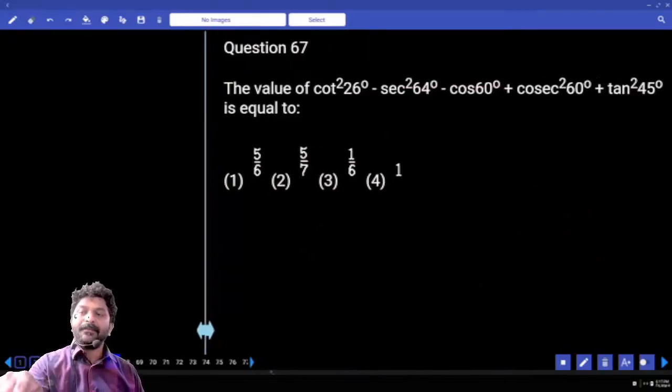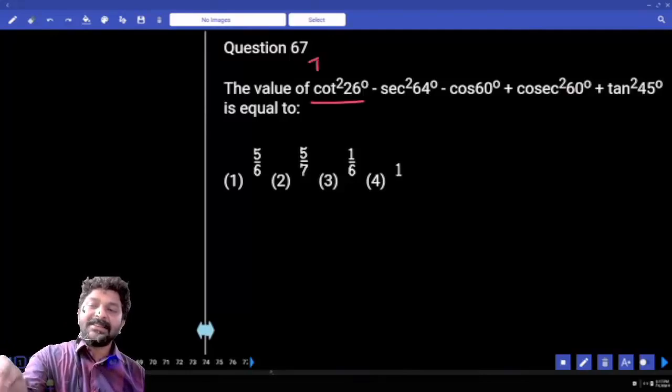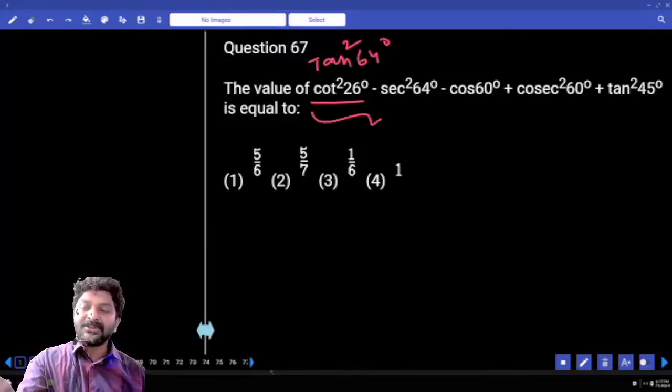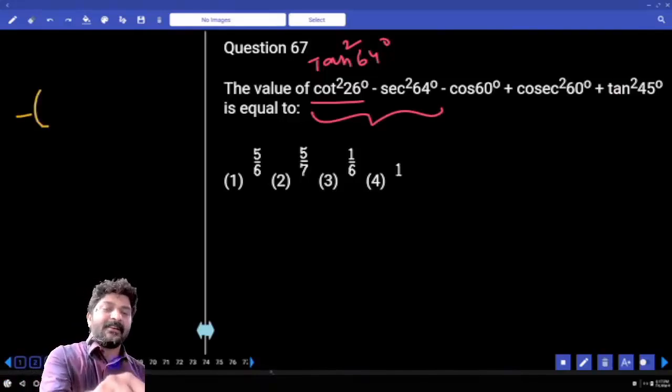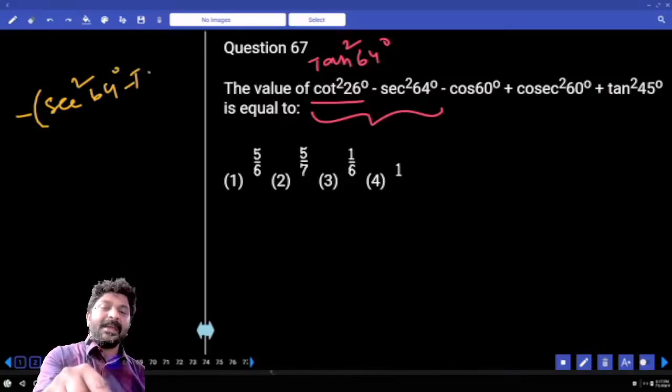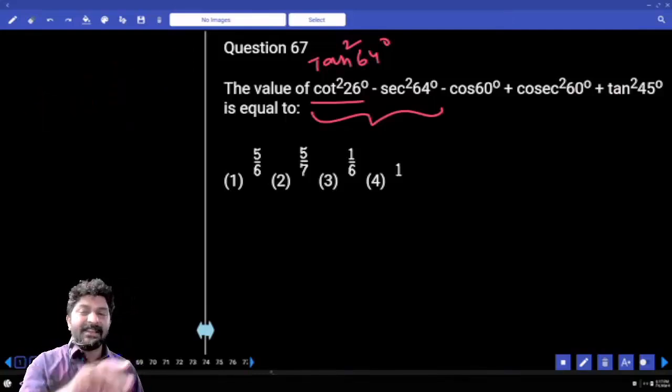Right. So now cot square 26 degrees. Can we take this as tan square 64 degrees? For these two terms, if you take minus common, that becomes minus of secant square 64 degrees minus tan square 64 degrees. Correct? Secant square theta minus tan square theta, that is 1.